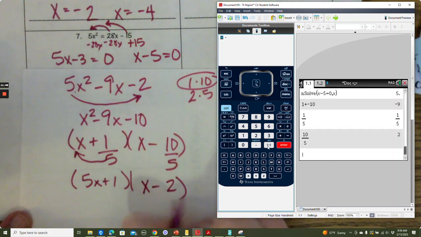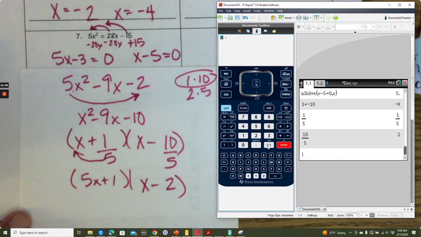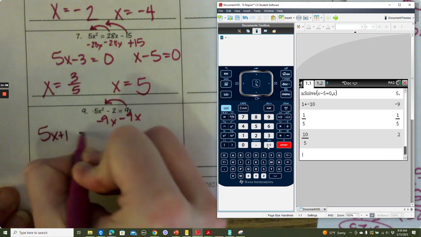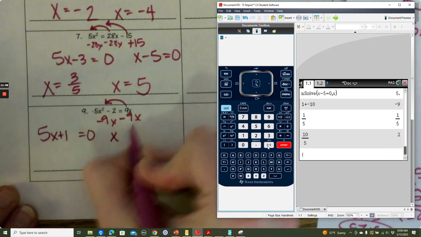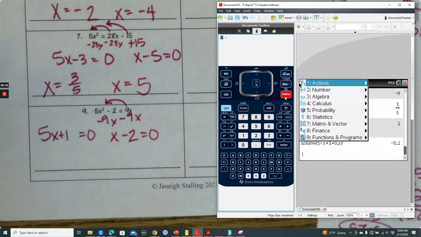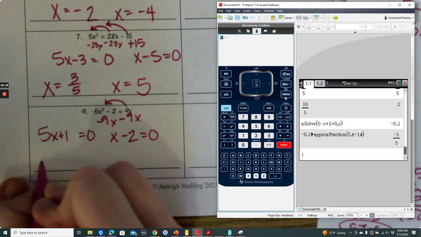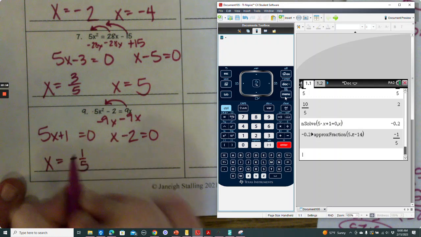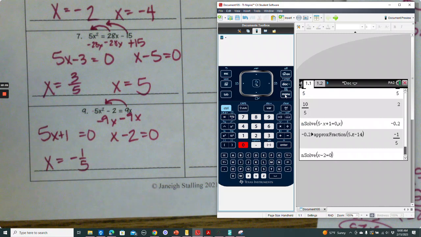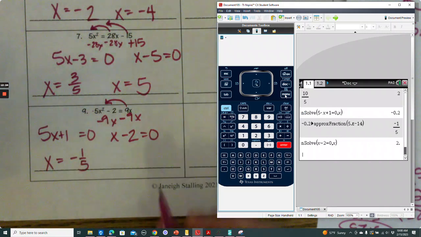X minus 2. So there's my factors. And then I solve my factors. So 5x plus 1 equals 0. X minus 2 equals 0. So menu 3-1. 5x plus 1 equals 0, comma x. Change it. Menu 2-2. Change it to a fraction. X equals negative 1/5. And then x minus 2. X equals 2.